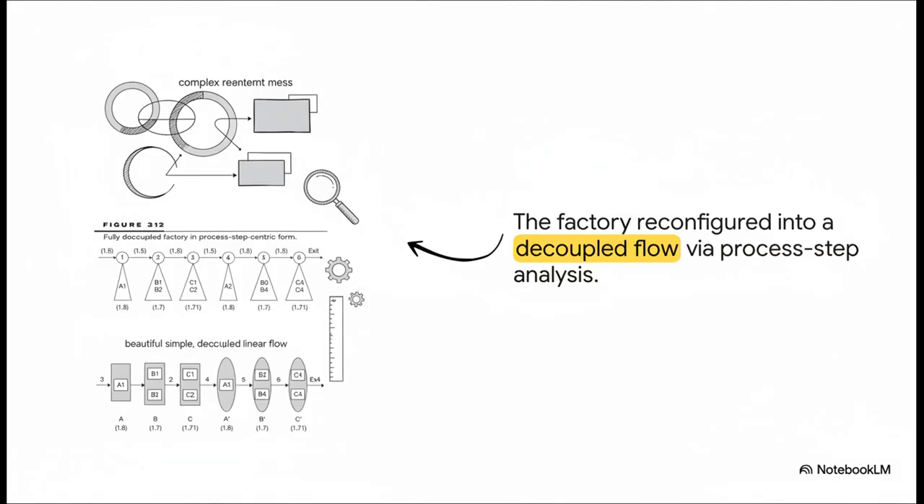And this is the magic moment. Doing this kind of analysis lets you completely rethink the factory. You can take that spaghetti diagram of a reentrant flow in your head and transform it into this, a beautifully simple, straight line, decoupled flow. All of a sudden, you can actually see the real sequence of constraints. And once you can see them, you can start to manage them.